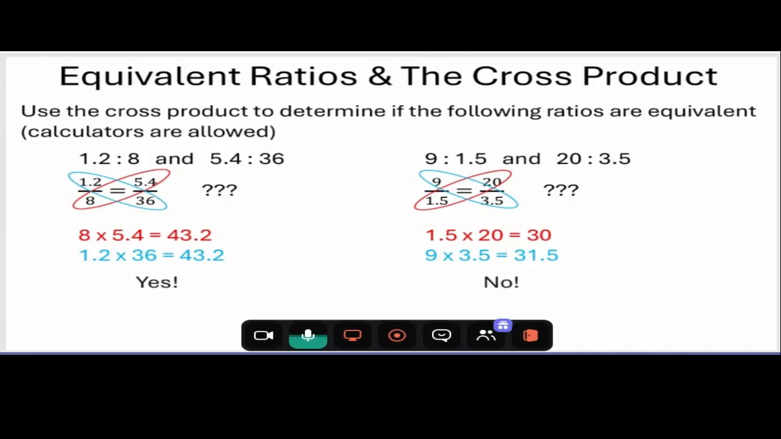What does that mean? It means if you're mixing, maybe you're mixing some kind of gasoline oil mix-up, and 1.2 liters to 8 liters, is that the same as mixing 5.4 liters to 36 liters? Yes, it is, because they're the same ratio. If you're mixing 9 to 1.5, is that the same as mixing 20 to 3.5? No, not quite. Their cross products aren't equal, so they are not the same ratio.